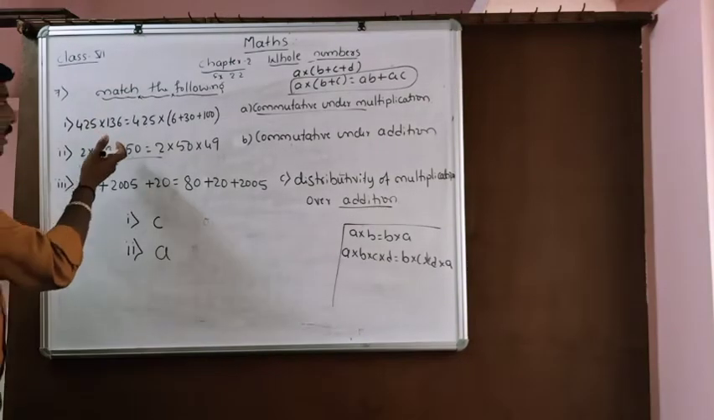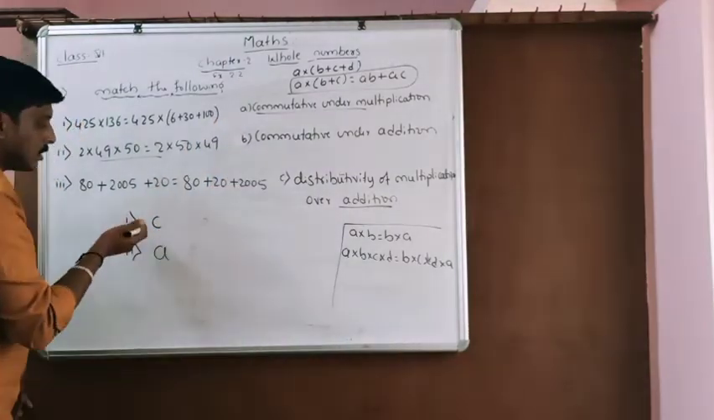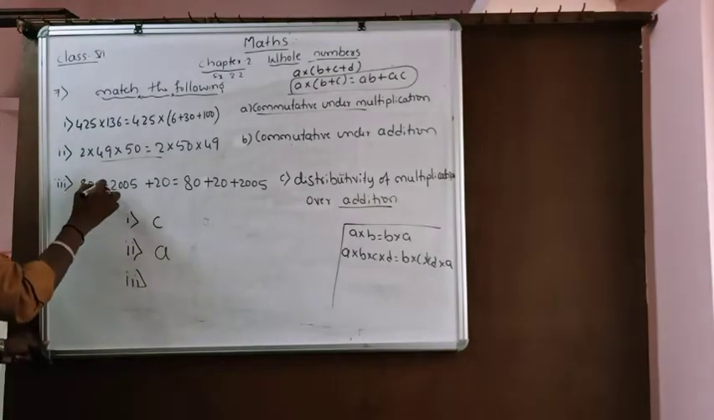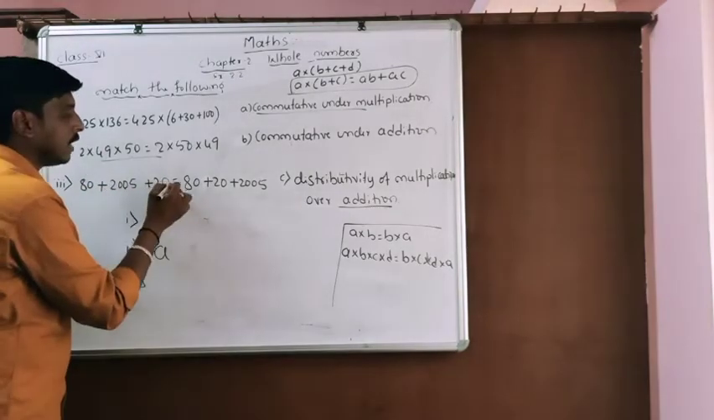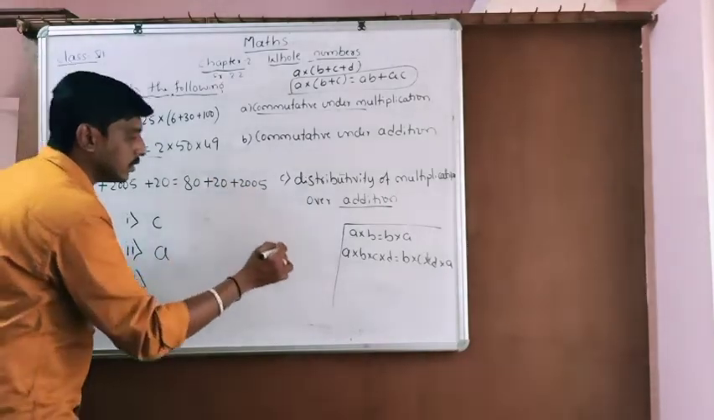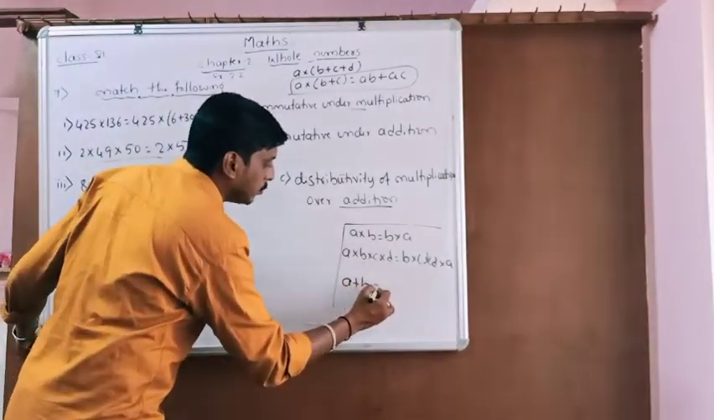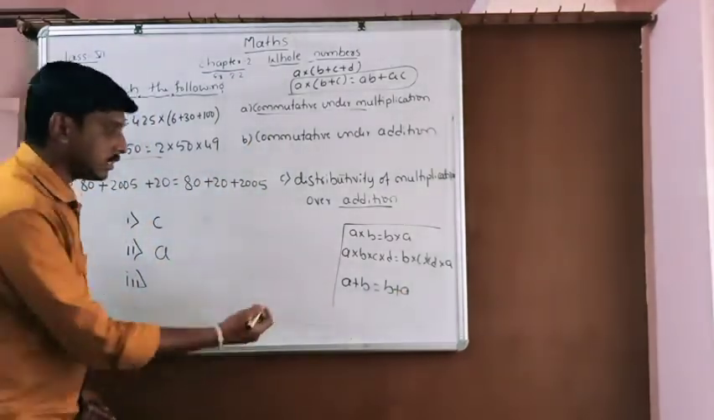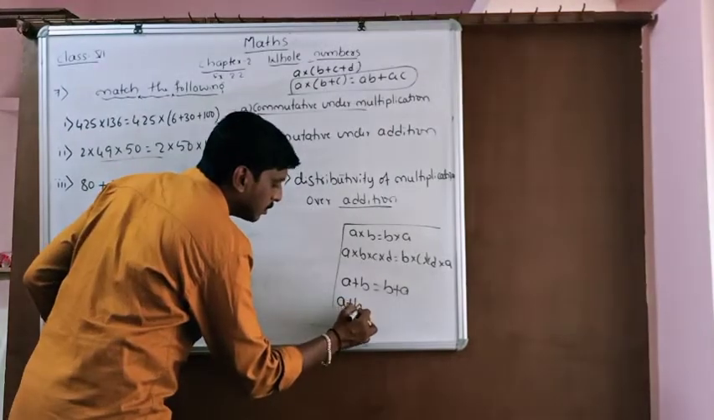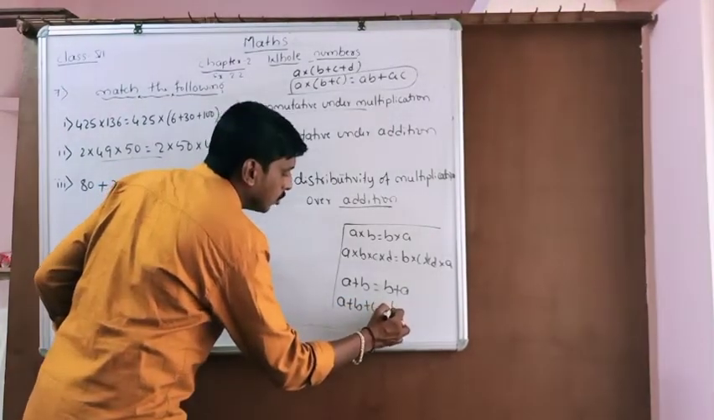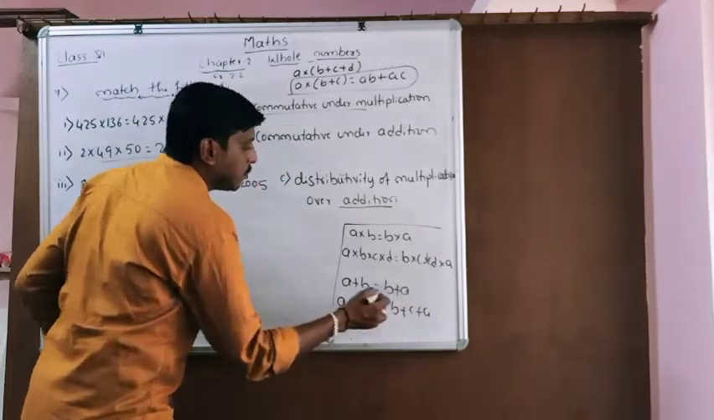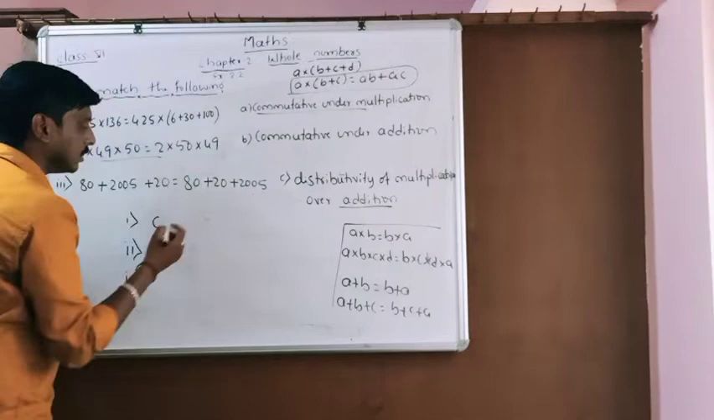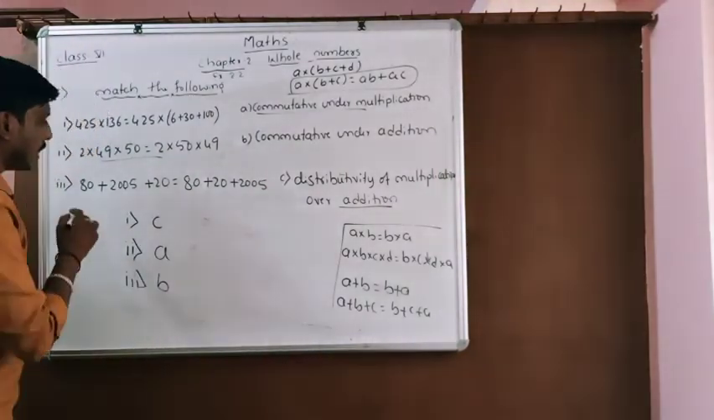For the second one the answer is A. There are three numbers only, here also three numbers only. So 2 we already got, the third one we can easily find out. Here 80 plus 2005 plus 20. Here also 80 plus 20 plus 2005. A plus B equals B plus A. What type of property? Commutative property under addition. Instead of two numbers, they took three numbers. A plus B plus C equals B plus C plus A. It is what type of property? Commutative property of addition, means under addition. The last one is B. Okay, so the third one is B.